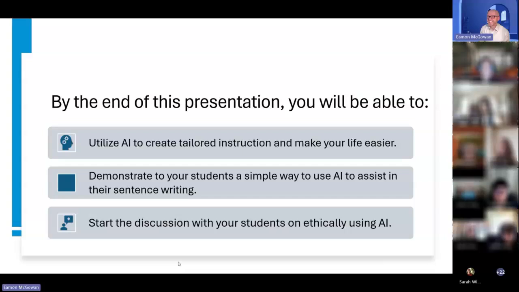Here are our goals for today's presentation. We may not get to all of these because I just have about 25 minutes. We are going to be focusing most on this first one, which is utilize AI to create tailored instruction and make your life easier and hopefully save you some time. Does that sound great? Yep. All right. I love it.